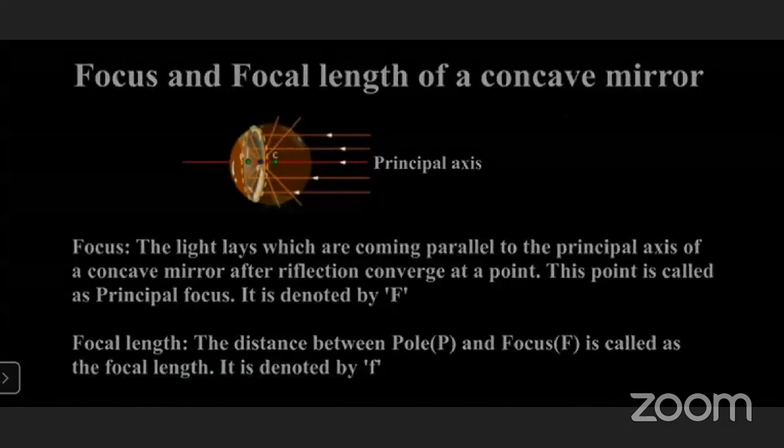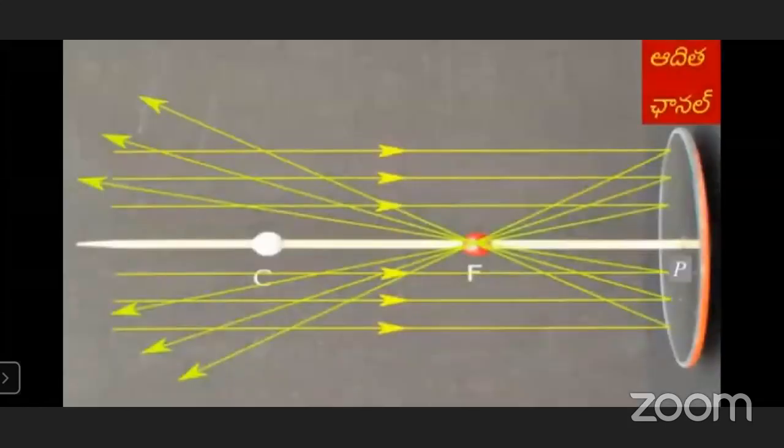And from that point to the pole of the mirror is called the focal length. See here, F to P is the focal length. F to C is also the same. F is the midpoint of C and P. From C to P is called the radius of curvature, and F to P is called the focal length. So you have to understand the focal length of a concave mirror is half of the radius of curvature. R by 2 is equal to F, or R is equal to 2F. Okay, you have to remember this.